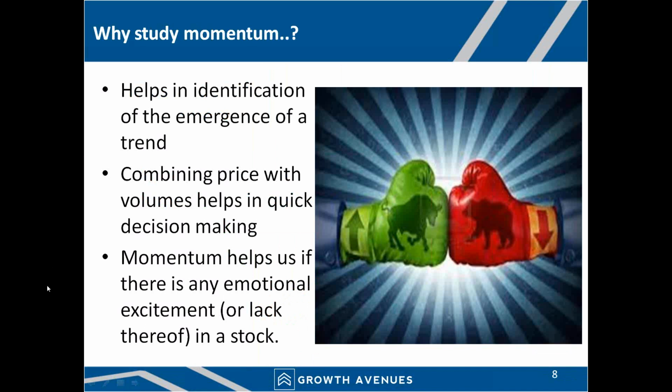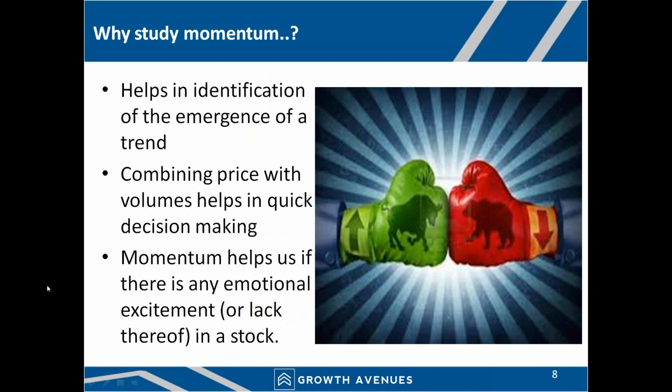It helps in identification of the emergence of a trend. Combining price with volumes helps in quick decision making. We all saw that in the Apollo Tyres chart, how you saw the volumes dry up and immediately changed your stance from a buy to a neutral and then eventually to a sell.